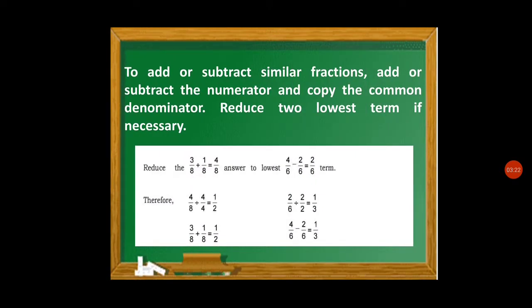To add or subtract similar fractions, add or subtract the numerators and copy the common denominator. Reduce to lowest term if necessary. So 3 over 8 plus 1 over 8 equals 4 over 8. Therefore, we are going to add the numerators, that is 3 plus 1 is equal to 4. And we have to copy the common denominator, which is 8. To reduce to lowest term, we have to divide 4 by 4, that is equal to 1. 8 divided by 4 is equal to 2. Therefore, 3 over 8 plus 1 over 8 is equal to 1/2.